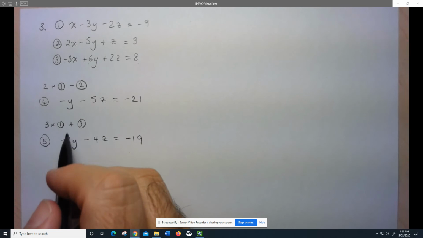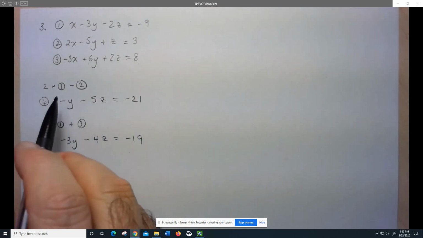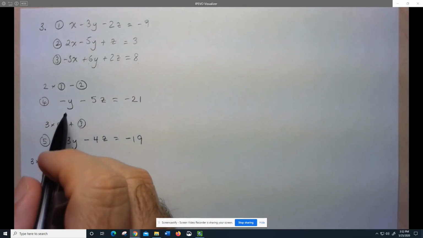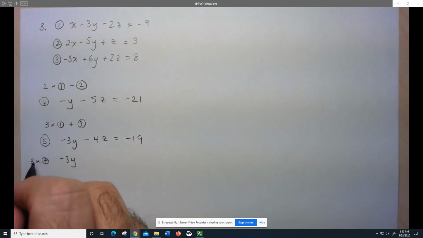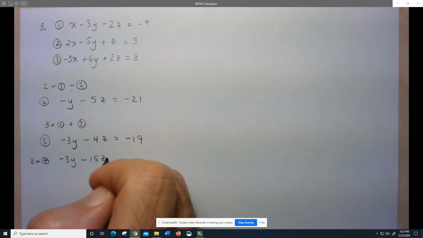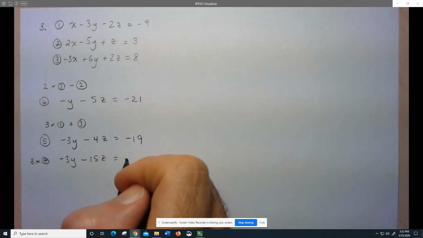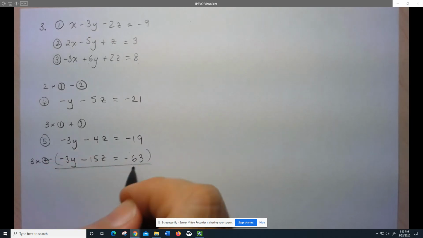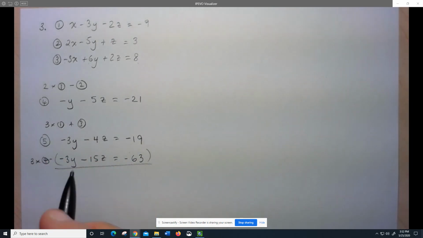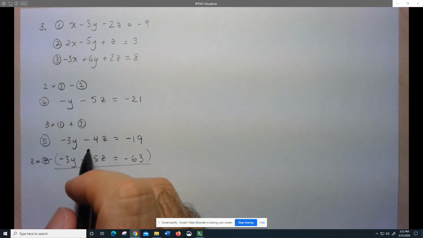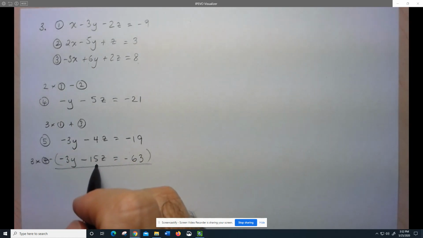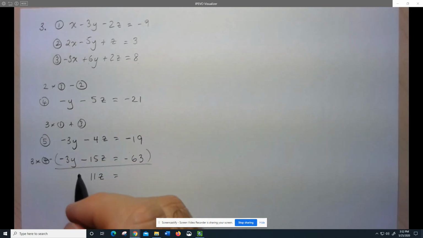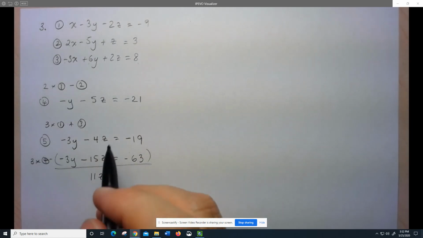So let me now start by solving this system. So I guess I'll multiply equation 4 by 3. So 3 times equation 4. So what do we have? We have negative 3y minus 15z, and then equals negative 63. Okay, and now I'm going to have to subtract them. So negative 3y plus 3y, very good, gets eliminated. Here we have negative 4 plus 15. So negative 4 plus 15 is going to give me 11z. And then here we have negative 19 plus 63.